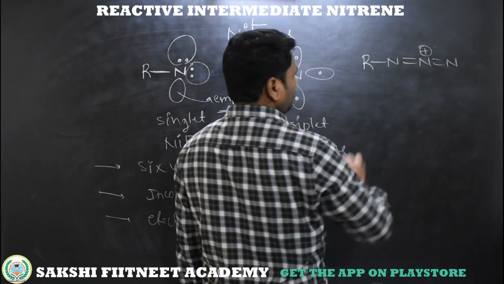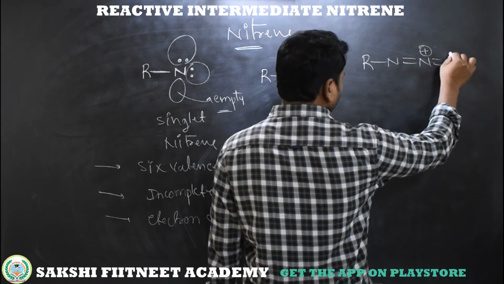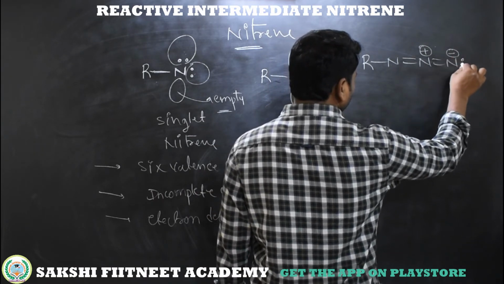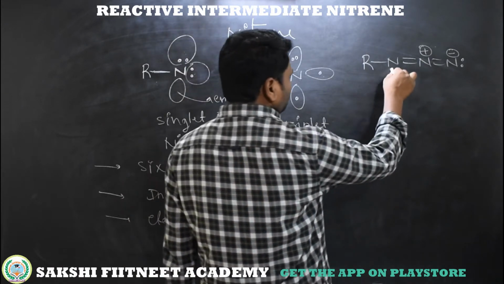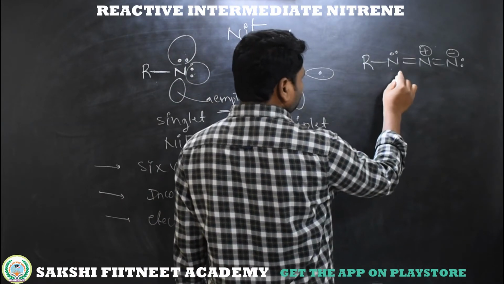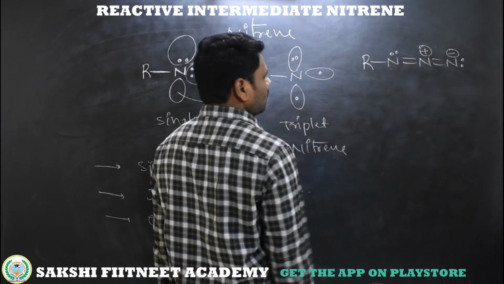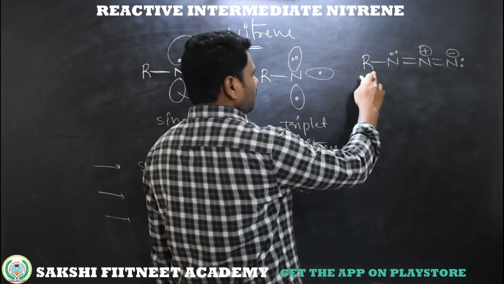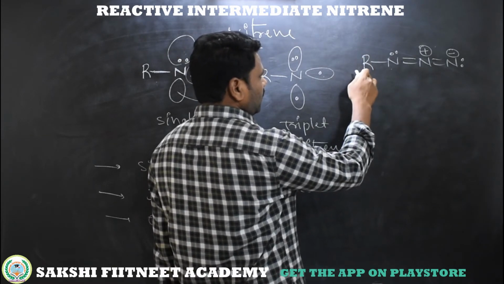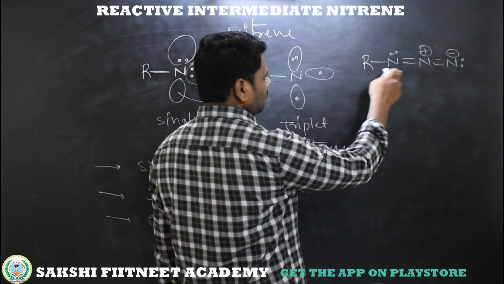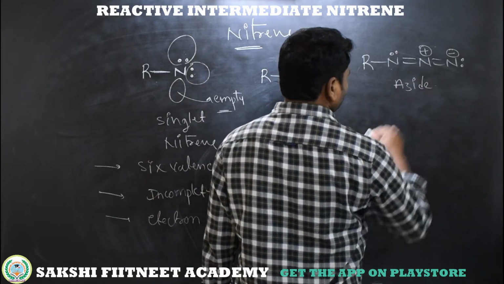The middle nitrogen has four bonds, so obviously it gets a positive charge. The terminal nitrogen has only two bonds, so obviously it gets a negative charge, and that lone pair is as it is. This nitrogen is neutral. It has two bonds, and one other bond with a carbon, hydrogen or whatever group is here. Here I am taking a carbon group, an organic group. This is called an azide group.